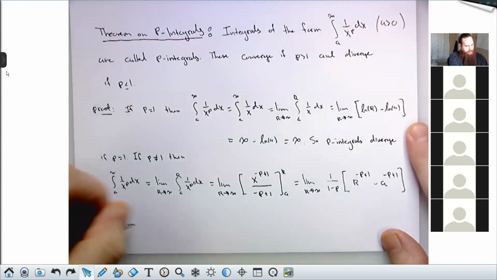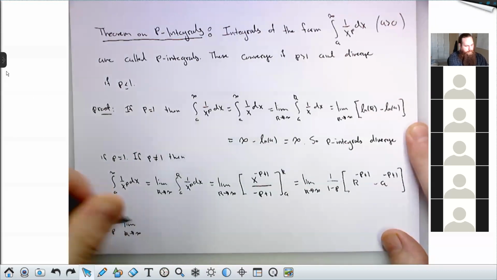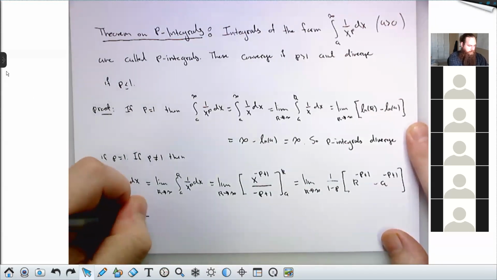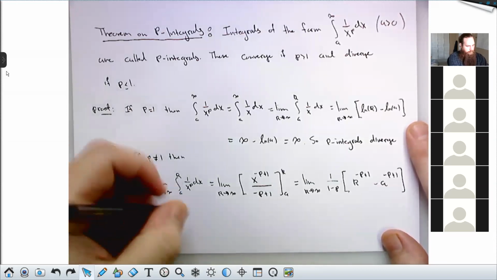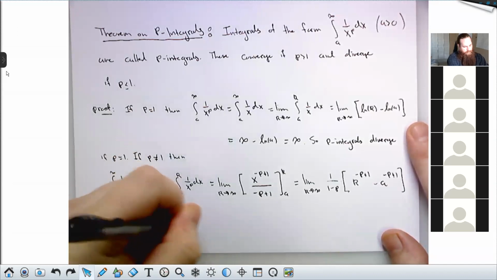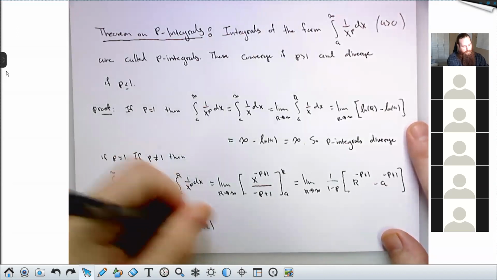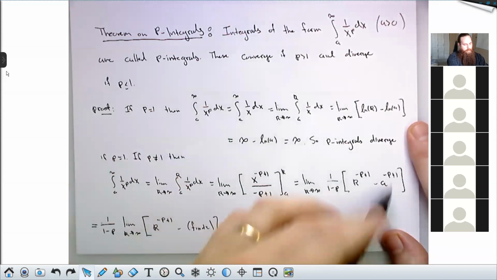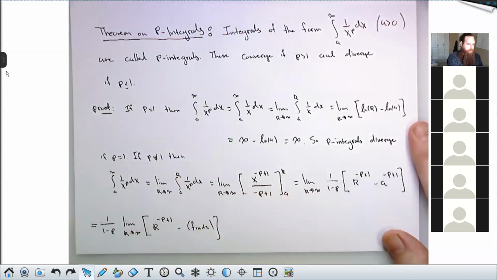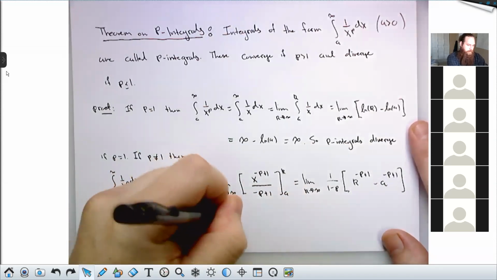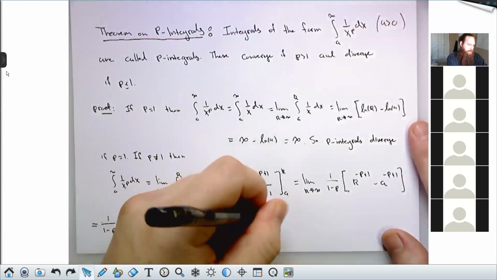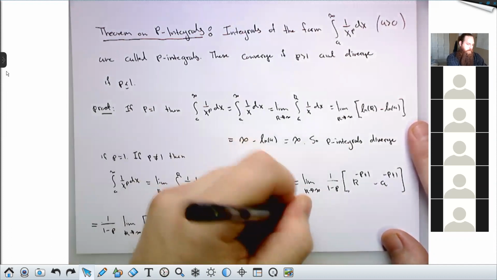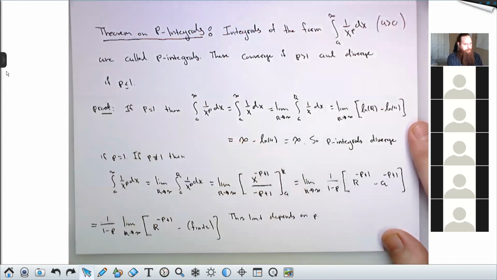And then I have the limit as r goes to infinity of r to the negative p plus 1 minus something finite. I don't care about what a to the negative p plus 1 is. This limit depends on p.